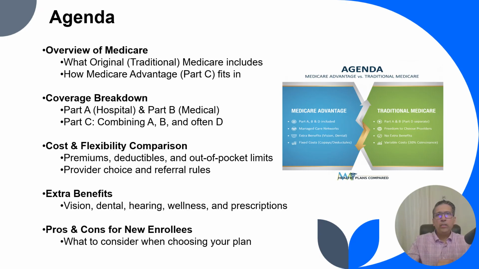The pros and cons for new enrollees and what to consider. One thing you have to be very careful about is the monthly premium versus the potential out-of-pocket costs. For example, a low monthly premium may have higher copays. Provider access is important. Do you need flexibility to see any doctor, or are you fine with the network? You have to ask those questions to yourself.